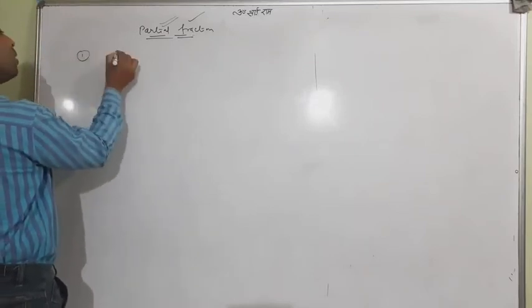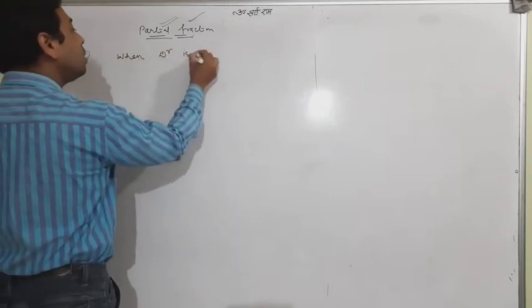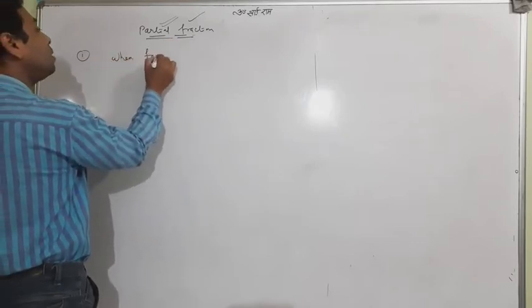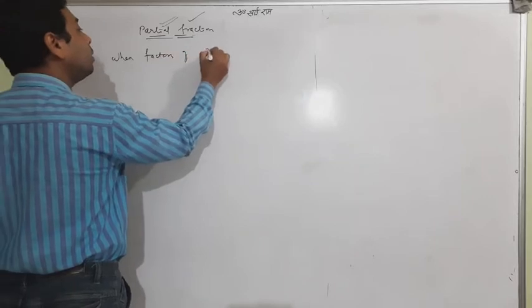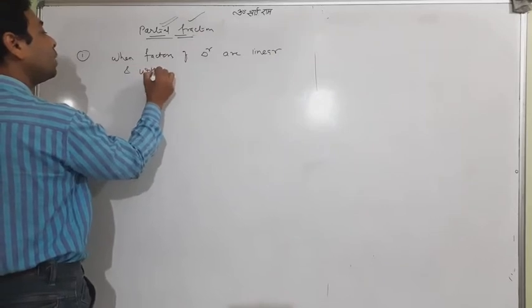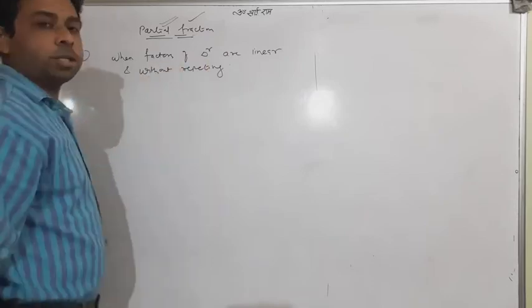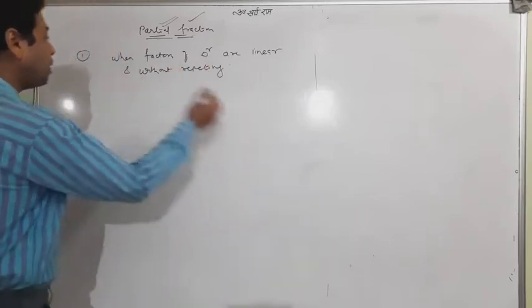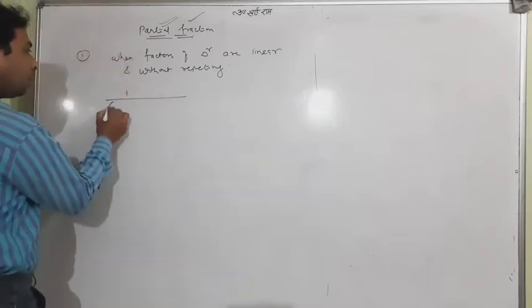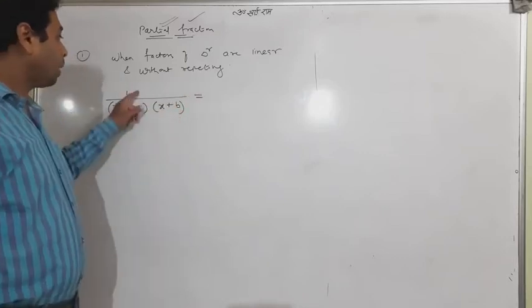First pattern, first type: when the factors of the denominator are linear and without repeating. Look at this, this is the concept, and what its meaning is. Suppose I am writing 1 there, except 1, anything may be there, and look at the denominator. In symbolic form I am using that: 1 upon x plus a, x plus b.